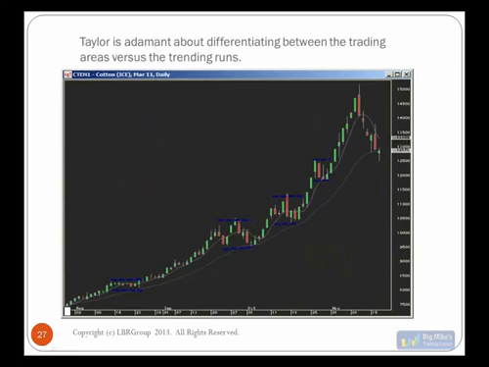And then lastly, I really want to keep on emphasizing that Taylor said respect the market when it's running out of these ranges, and don't try and top fish it, and so forth.